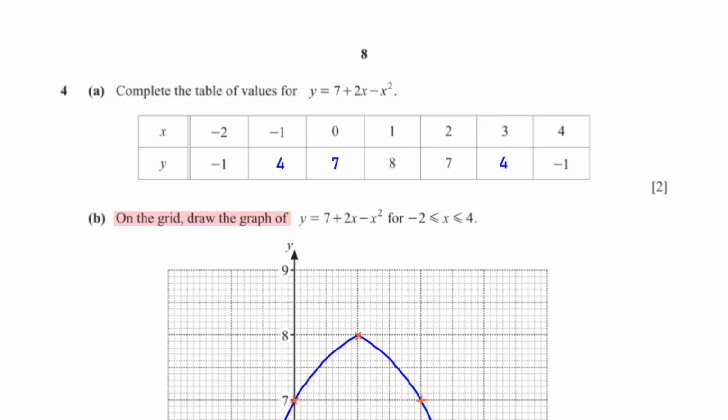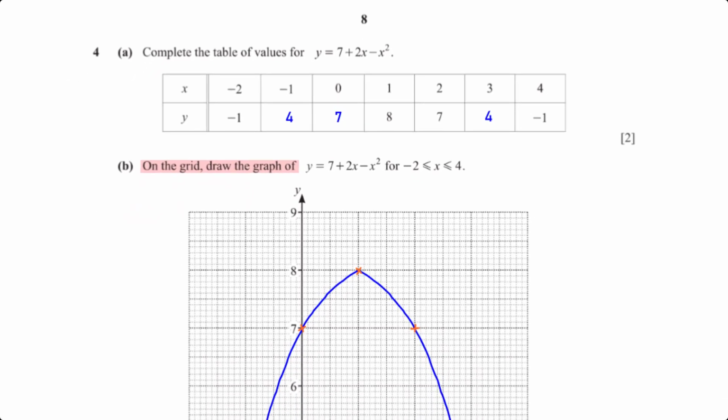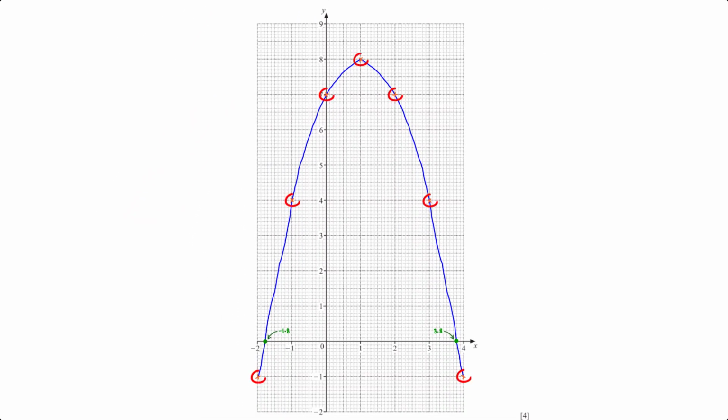On the grid, draw the graph of y equals 7 plus 2x minus x squared for x greater than or equal to -2 and less than or equal to 4. On the grid, we plot all the points in the table and connect the points with a smooth line.